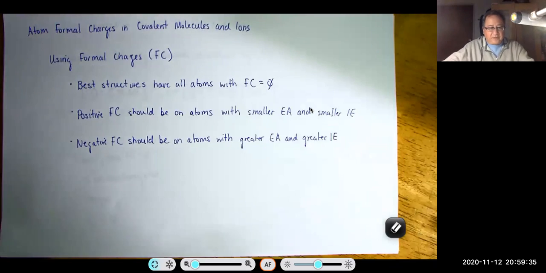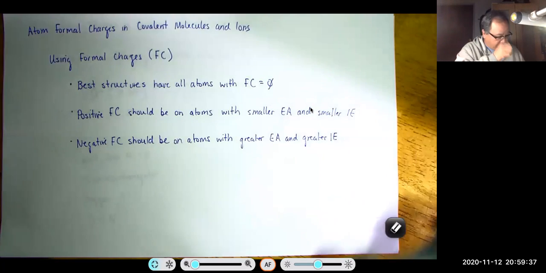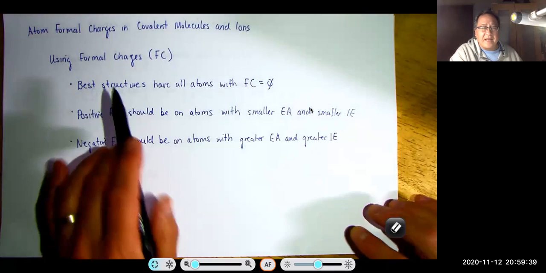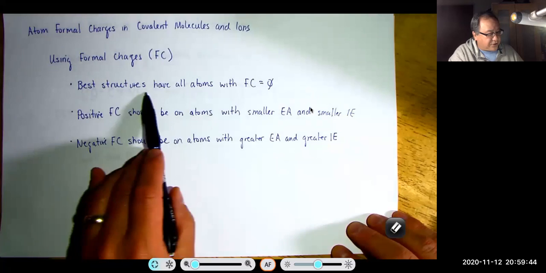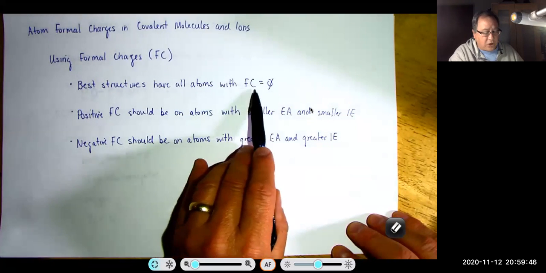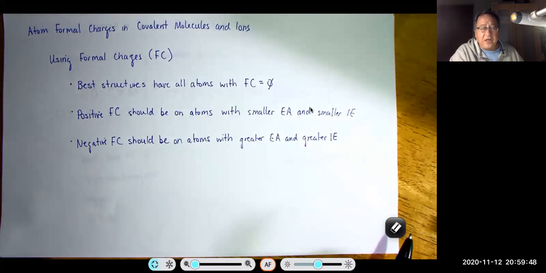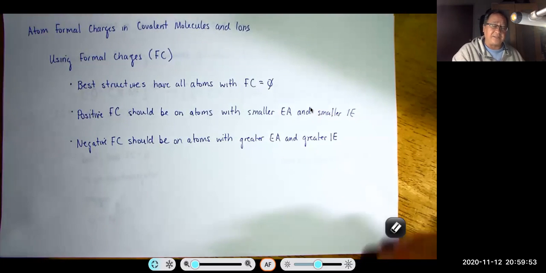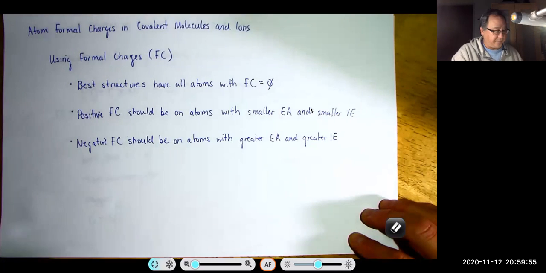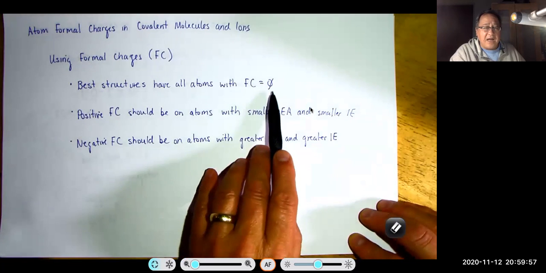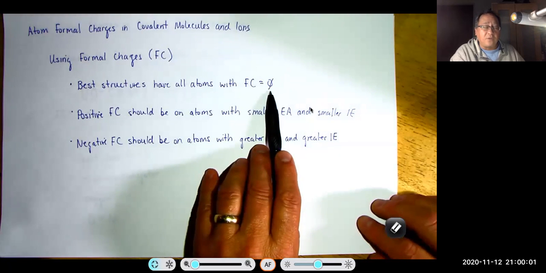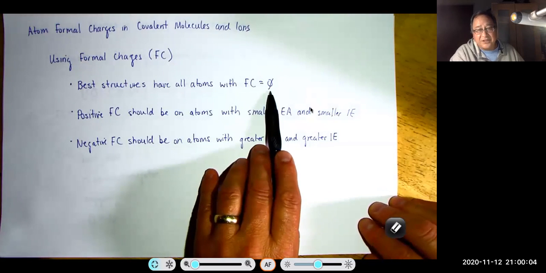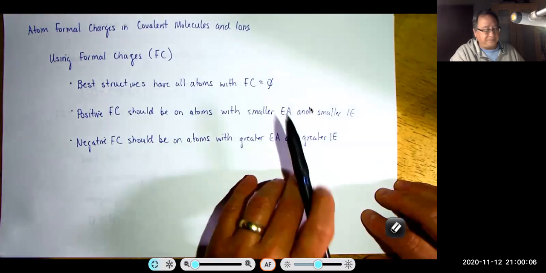Okay. Now, how do we use formal charge when we're looking at Lewis structures? Well, the best Lewis structures have atoms all with a formal charge equal to 0. That can happen with molecules because if the formal charges are all 0, it adds up to 0, which is the charge on the molecule. If you have a polyatomic ion and it's, say, a -1, you have to have at least 1 formal charge of -1. So that's the best you can do.